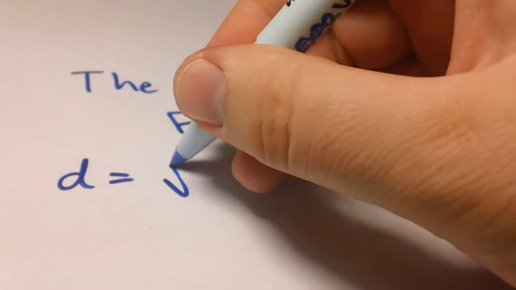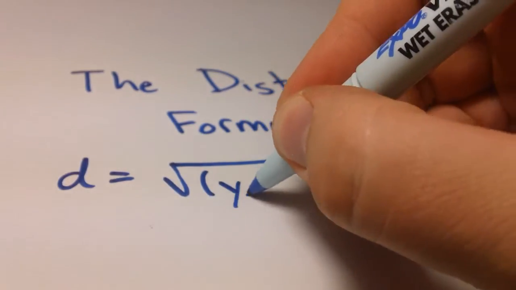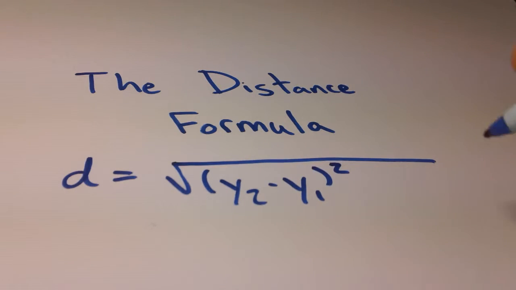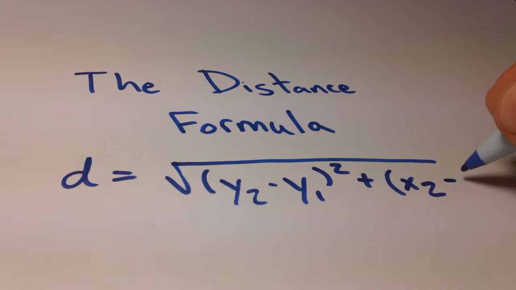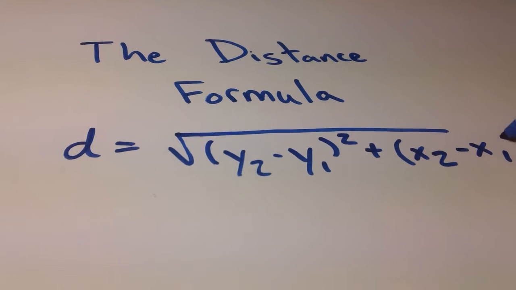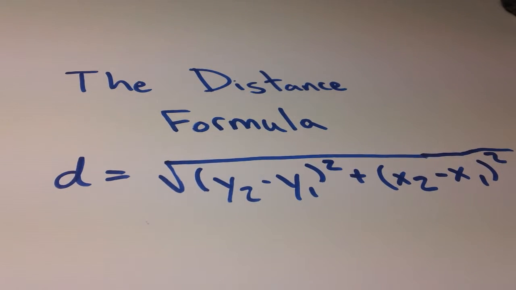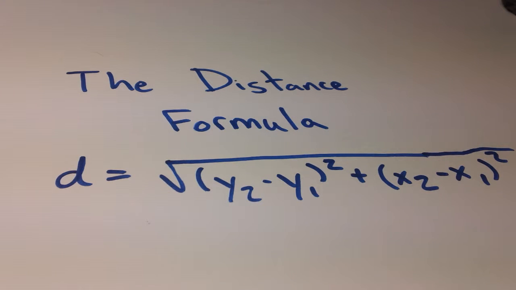Now the distance formula is what I like to say, d, representing distance, of course, equals the square root of the quantity y2 minus y1 end quantity squared plus the quantity x2 minus x1 end quantity squared. Square root over all of that, of course. So that is the distance formula. Pretty long equation to write out, right? But not that bad in reality.